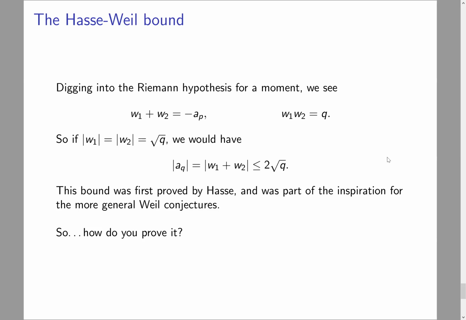And this bound on that difference is called the Hasse-Weil bound. First proved by Hasse for elliptic curves, generalized by Weil to curves in general, and is one of the lenses through which the Weil conjectures in general were viewed. This Hasse-Weil bound turns out to be very closely related to this Riemann hypothesis.